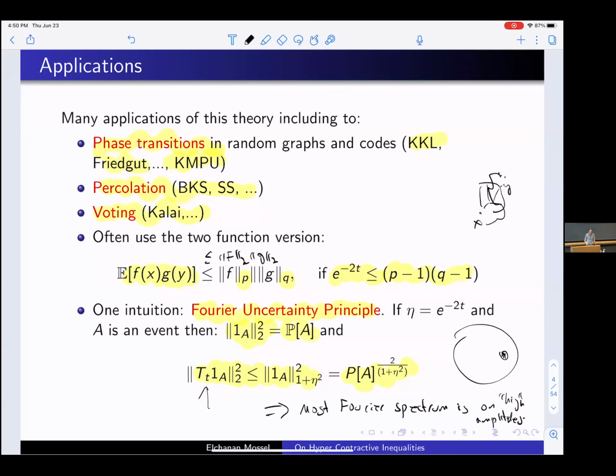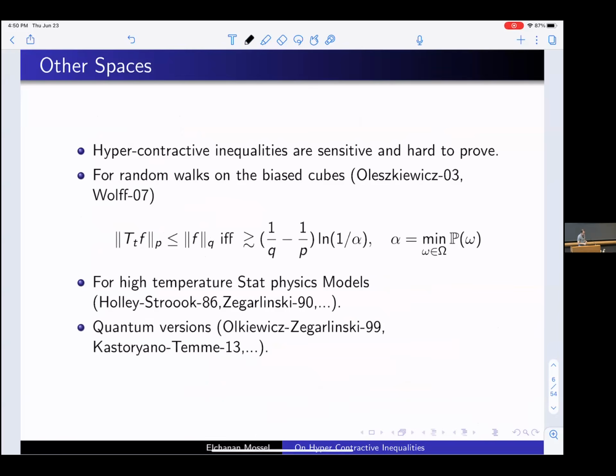Okay, so that's the two reasons why we look at this. Again, I'm not going to prove anything, but I just want to give you the lay of the area before I go to a more exotic version, which I think I'm going to spend most of the talk on. So, hypercontractive inequalities are sensitive in the sense that they depend a lot on the space that you're looking at.